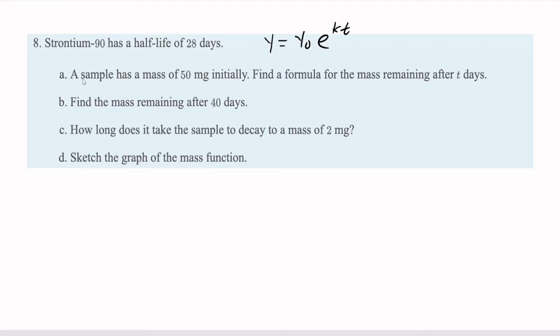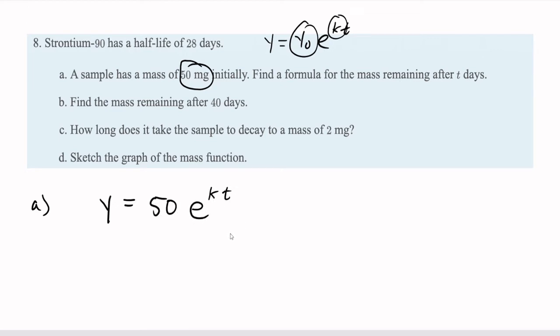So let's start with A. A sample has a mass of 50 milligrams initially. Find a formula for the mass remaining after t days. So what do we need, right? We need k and we need the initial. Well, we got the initial. That's pretty easy. So let's write down what we know so far. y, the amount of strontium 90 remaining after t days, will be equal to 50 to start, e to the kt, where now t is in days.